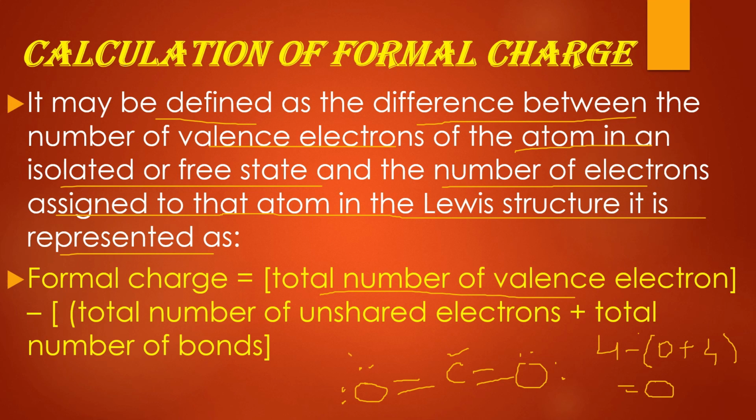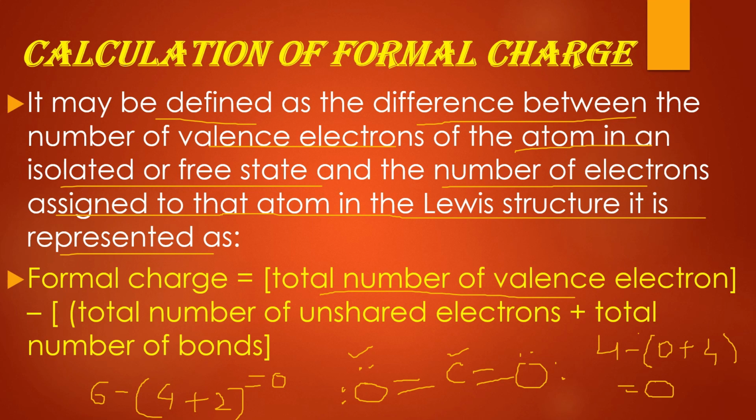Now taking the example of this oxygen. Oxygen has how many electrons in the valence shell? 6. So we write 6 here. Then put the minus sign. Then in bracket the number of unshared electrons: 1, 2, 3, 4. So 4 unshared electrons. Now plus, how many bonds are there? 1 and 2. So 2 bonds are there, right? So 6 minus 6 is 0. So there is no charge on this oxygen, and there is no charge on the other oxygen because it is the same case. So the total charge is equal to 0.